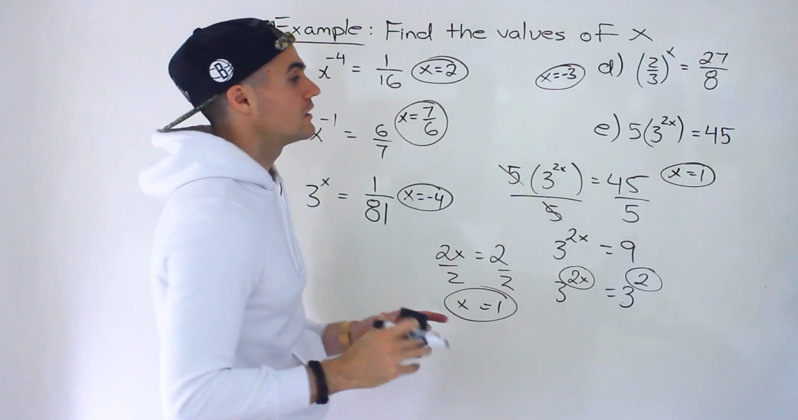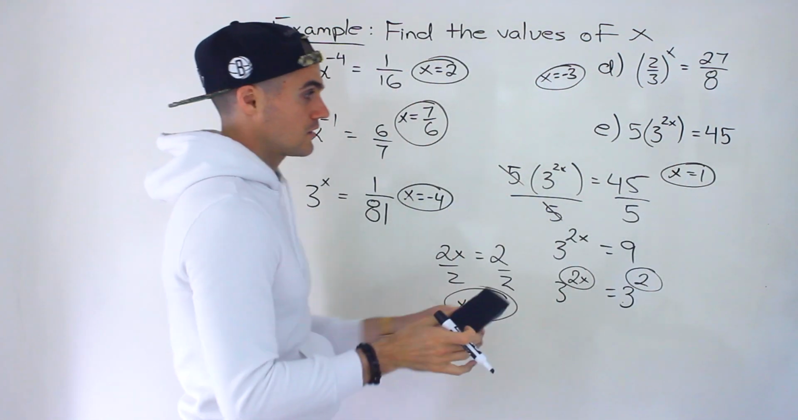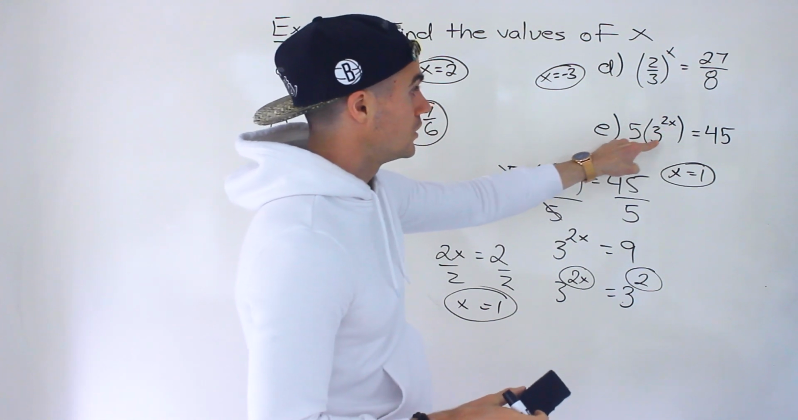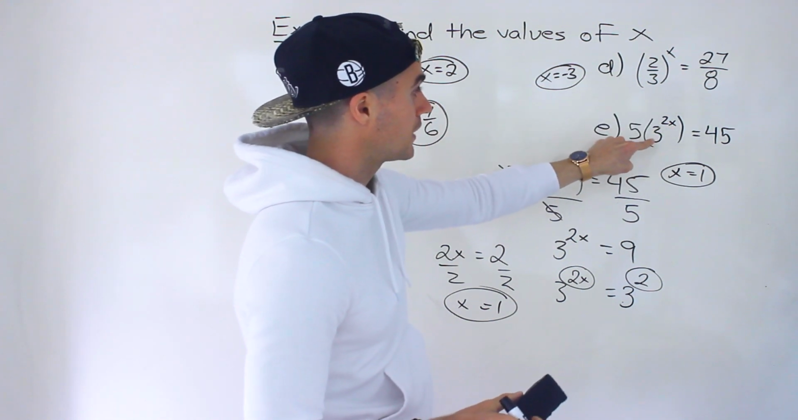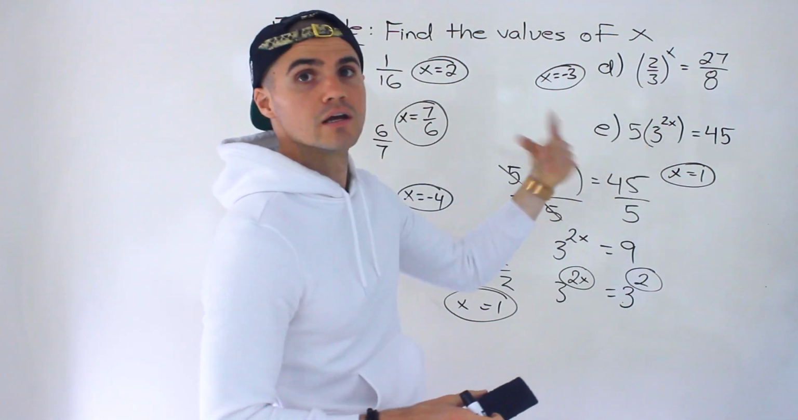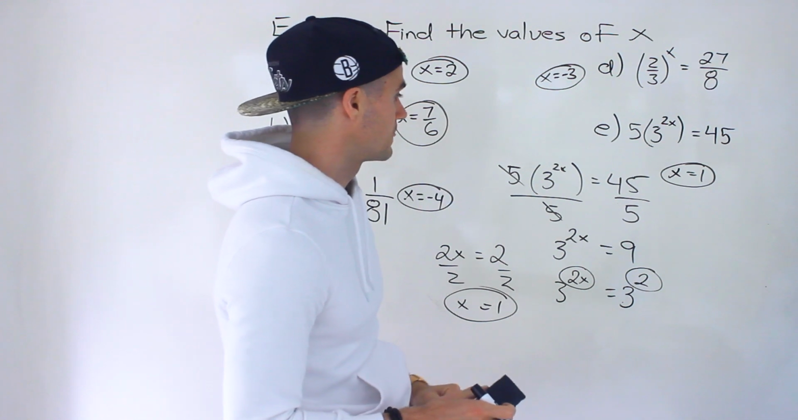And then again, if you have time, if this is on a test, you could check your answer, plug in 1 here. 2 times 1 is 2. You have to do the exponent first before multiplying. So you go 3 to the power of 2, which is 9. 9 times 5 gives us 45.